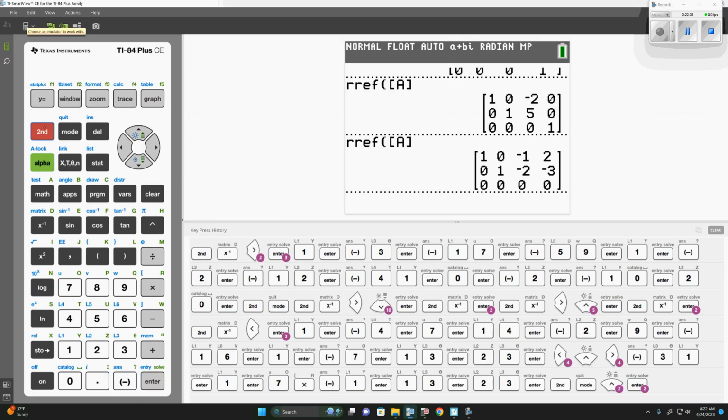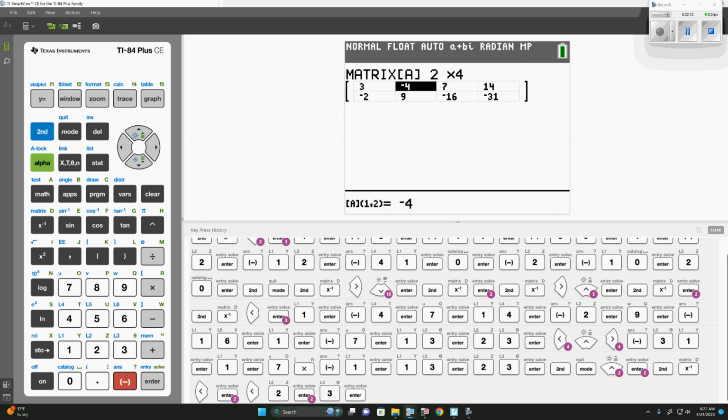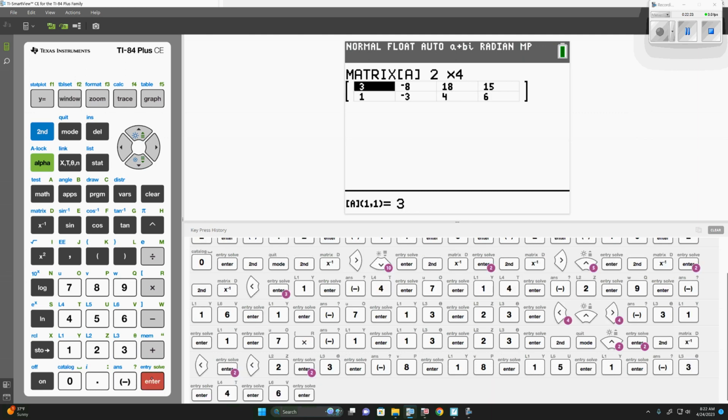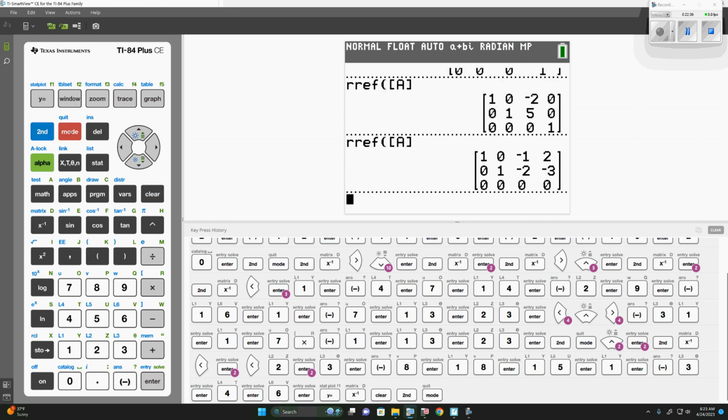Let's look at this next one. I have a feeling for most of these, you're just going to plug them in. Now this one's a 2 by 4, 3, negative 8, 18, 15, 1, negative 3, 4, 6. Now with a 2 by 4, two equations with 3 variables, we're guaranteed to have an all real solution or no solution, because we're not going to have a single solution because we don't have enough spots. We need 3 equations to get there.